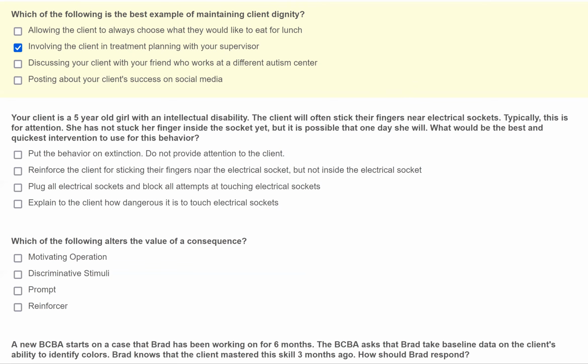A, put the behavior on extinction. Do not provide attention to the client. Well, we just talked about why this might not be the best idea. If it's possible that one day the client will stick their fingers in the electrical socket, we cannot ignore that.